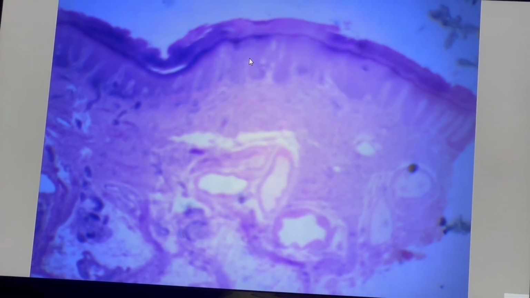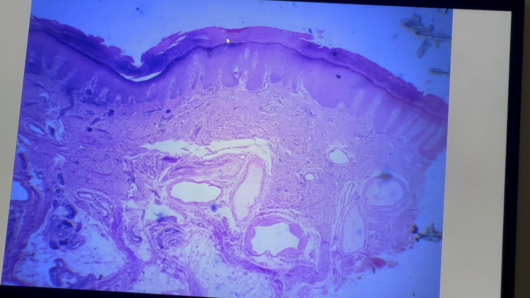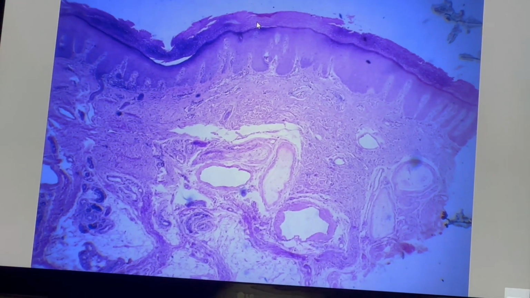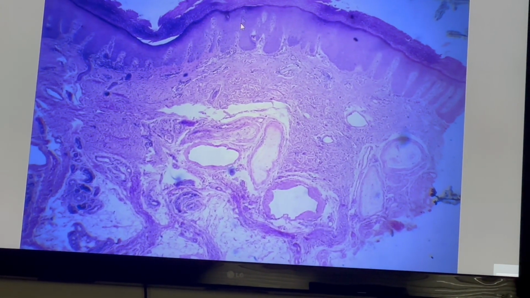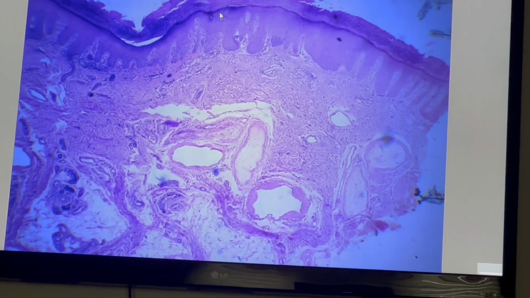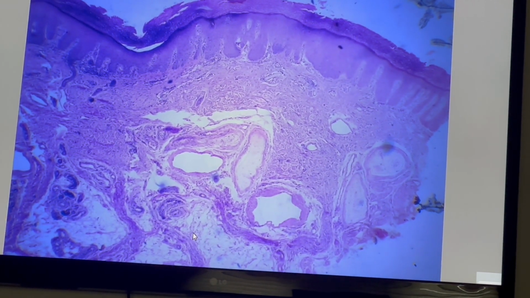Which type of epithelium? Yes, it is stratified squamous keratinized epithelium, found in the epidermis of the skin. This is the epidermis of the skin. Beneath it we can see the dermis with sweat glands.